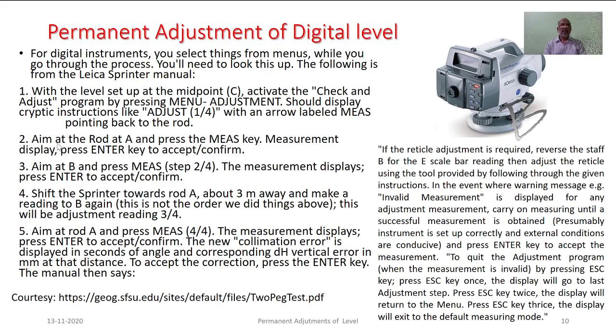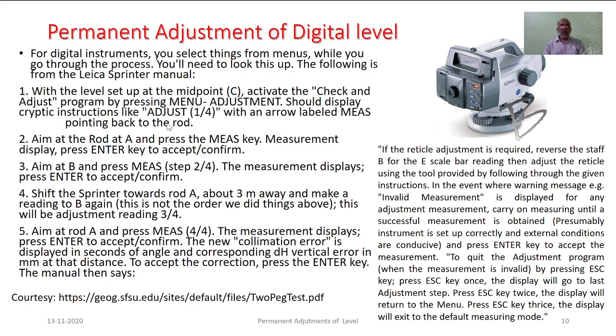In step 2, aim the rod at A and press the measure key. The measurement will be displayed. Press the enter key to accept or confirm the reading. Now aim at station B. Again press the measure key, which is step 2/4. The measurement displays. Press enter to accept and confirm.